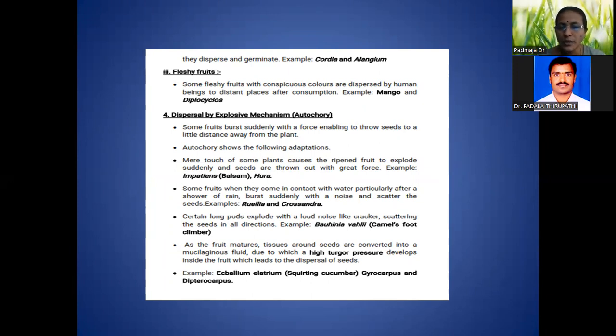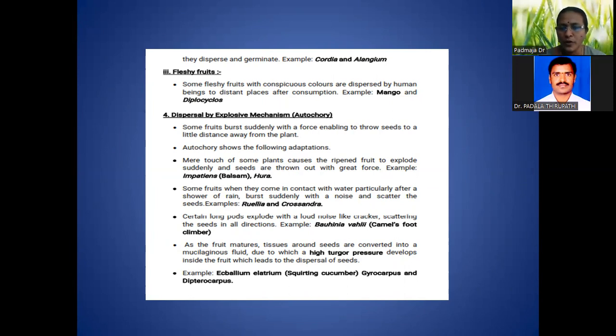Sometimes due to turgor pressure, whenever this water-like substance tissues are present in the germinating seeds, when they absorb water, due to this pressure the seeds will also burst. Like this, the seeds will be falling at different distances. As fruit matures, tissues around the seeds are converted into mucilaginous fluid, due to which a higher turgor pressure develops inside the fruit, which leads to the dispersal of the seeds.